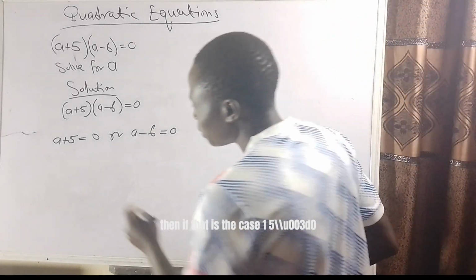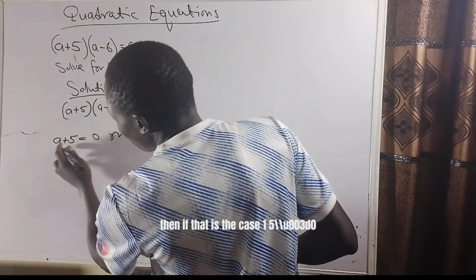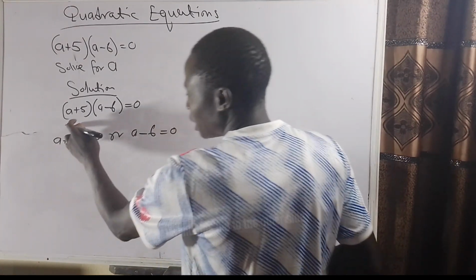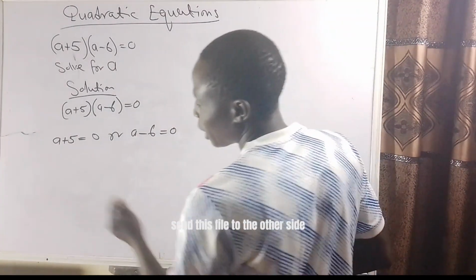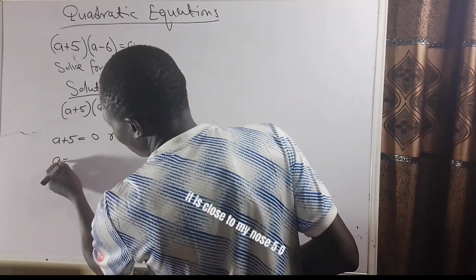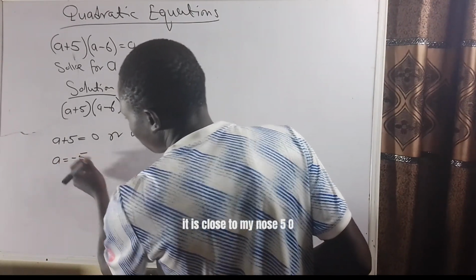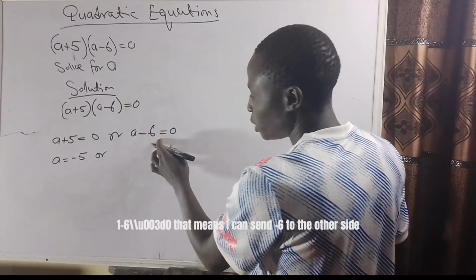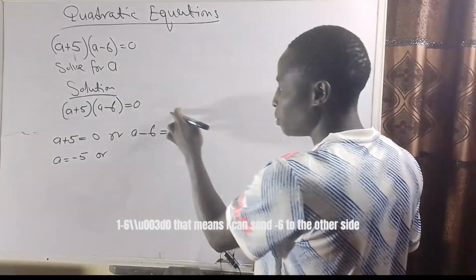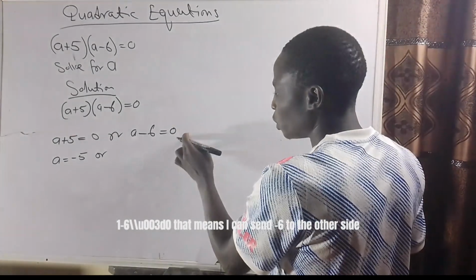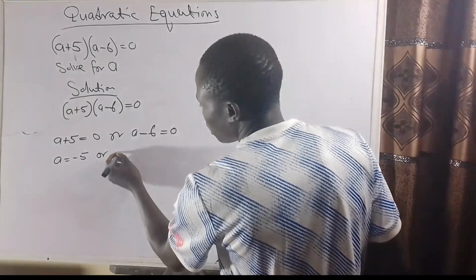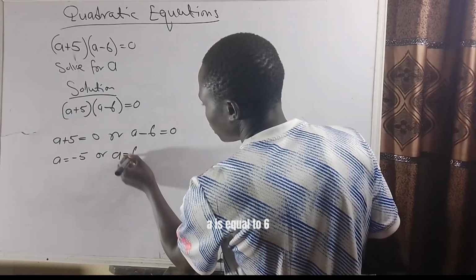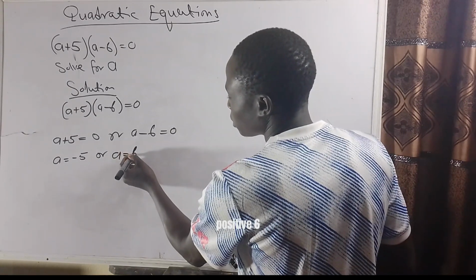Then if that is the case, A plus 5 equals 0. If I'm looking for A, I will send this 5 to the other side, so it turns negative. A is equal to minus 5. Or A minus 6 equals 0. That means I can send minus 6 to the other side, so it turns positive. A is equal to positive 6.